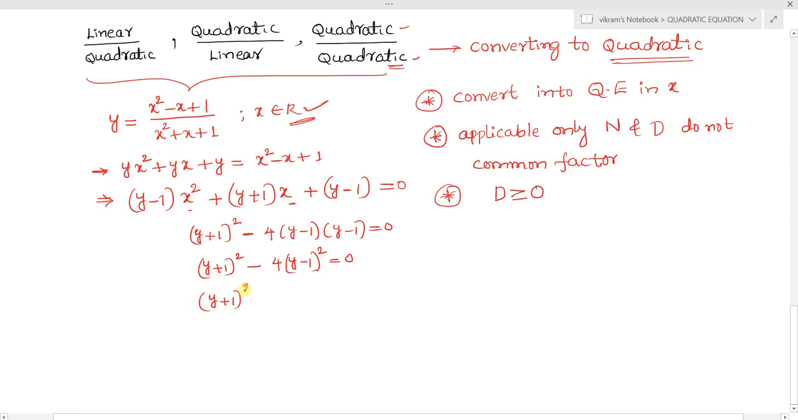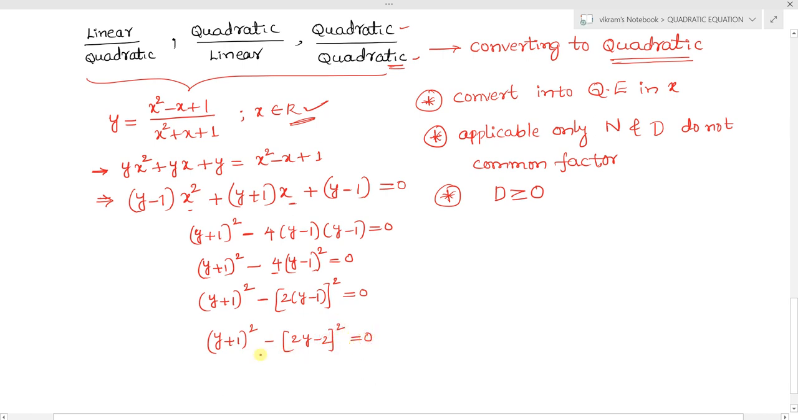How to simplify? We can write 4 as 2 square, that means (2 into y minus 1) whole square. So we obtain here (y plus 1) whole square minus (2y minus 2) whole square.